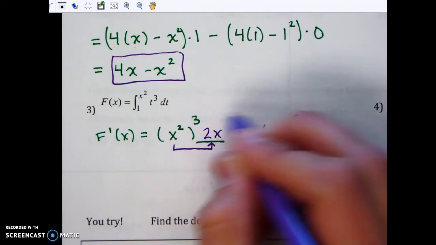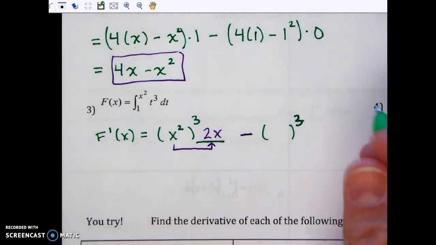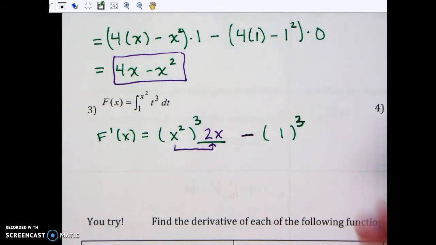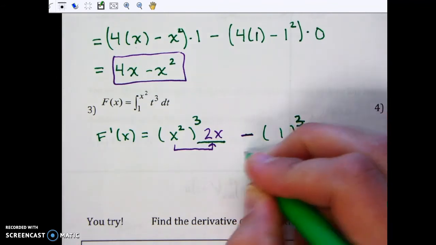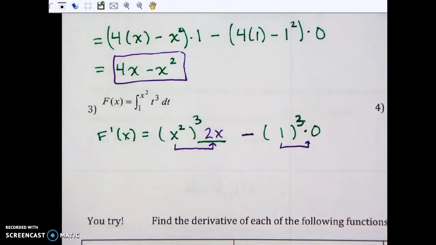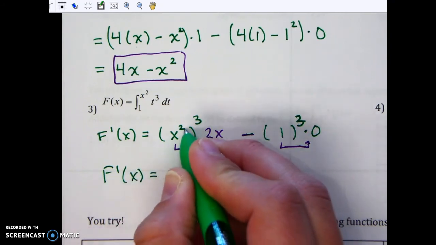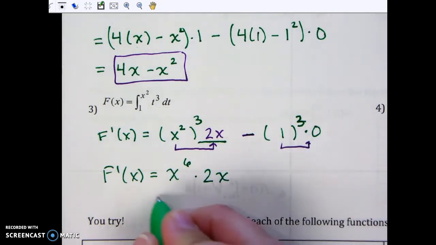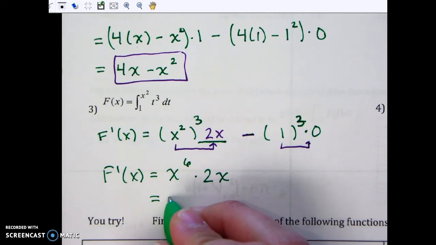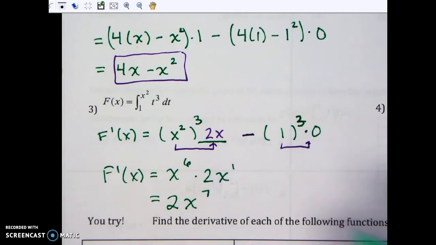Minus. So it's still top minus bottom with the chain rule. That's how we think about it. The lower limit plugged in, what's the lower limit? 1 times the derivative of 1. What's the derivative of 1? 0. So what happens to this entire back term? It goes away. And what do we have here? We have x squared cubed is x to the power 6 times 2x. Can that be simplified? Yes, because we're multiplying. So it's going to be 2 times x to what power? If we have 6 here and 1 here, it's going to be the power of 7. 2x to the 7 is the final answer.